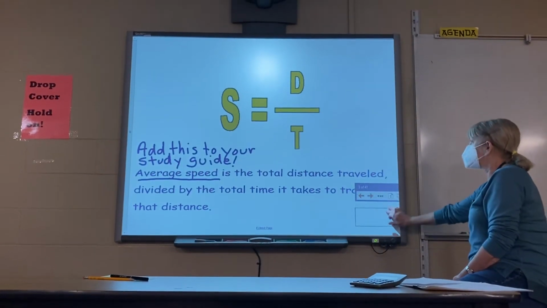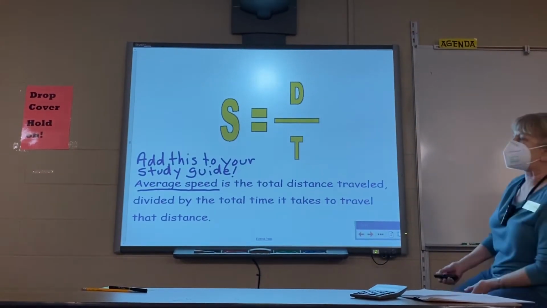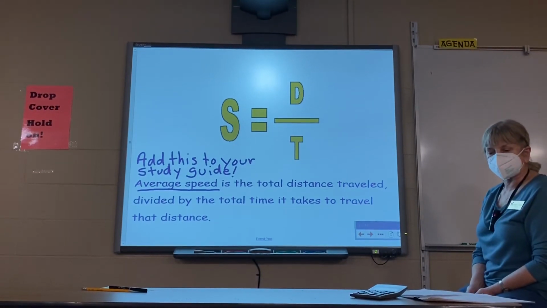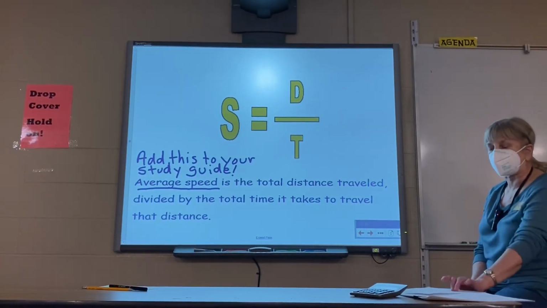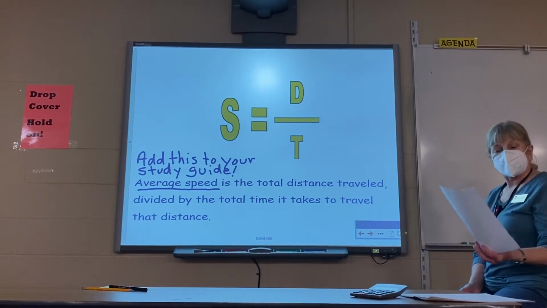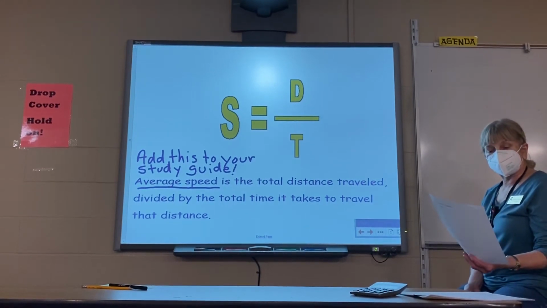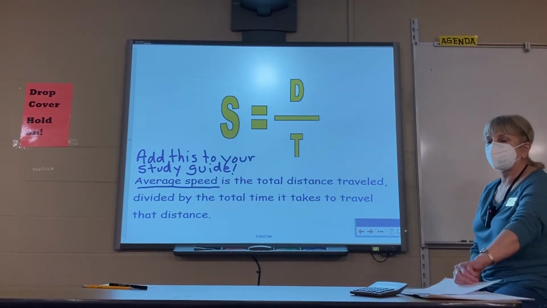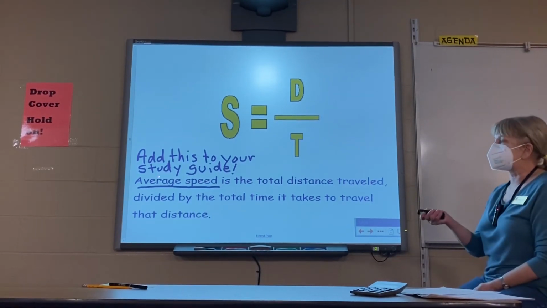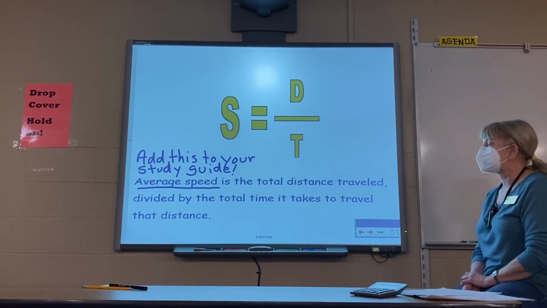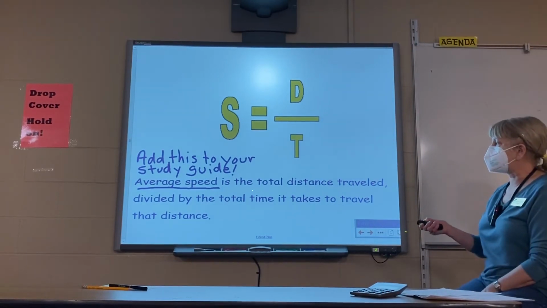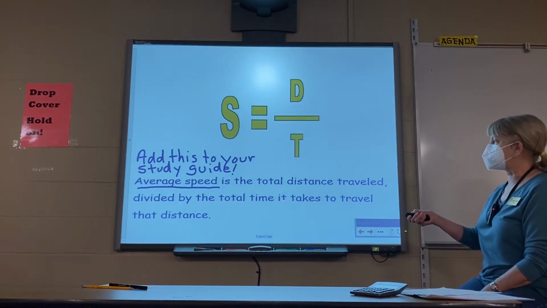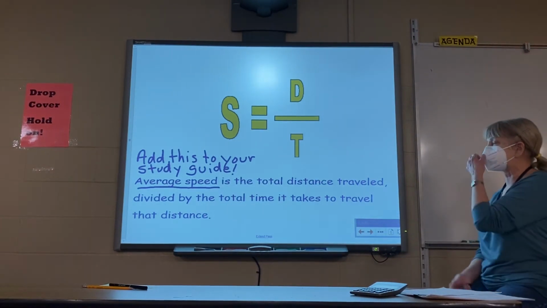I do want you to add this definition to your study guide. I looked at this and thought it really needed to be on there. This study guide only goes to 14, so drop down below 14 and add 15. Average speed. Average speed is the total distance traveled divided by the total time it takes to travel that distance.